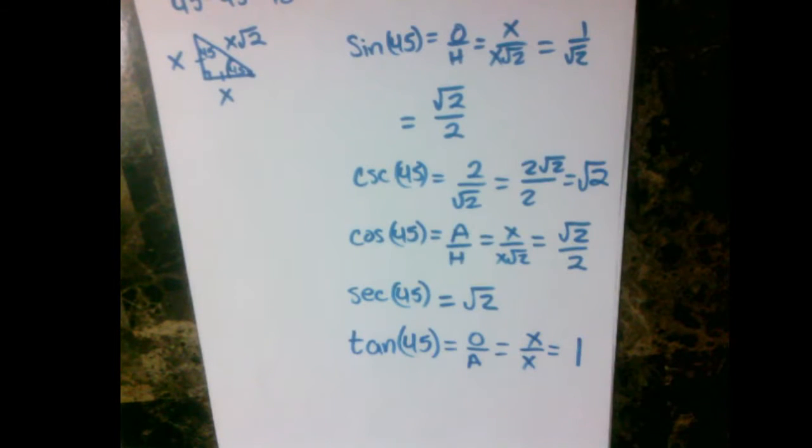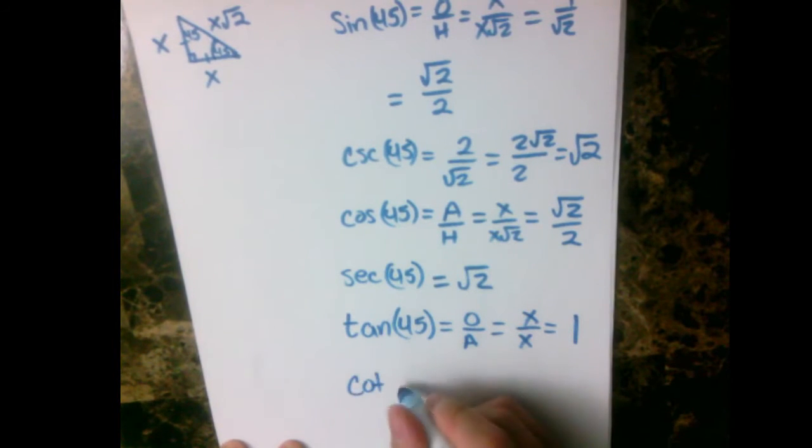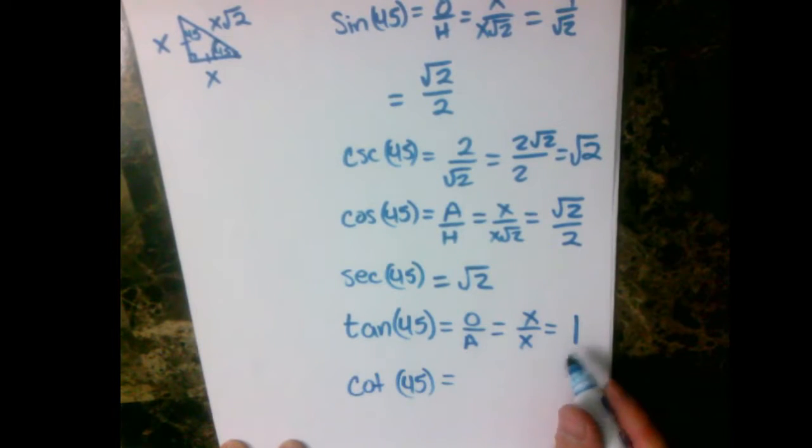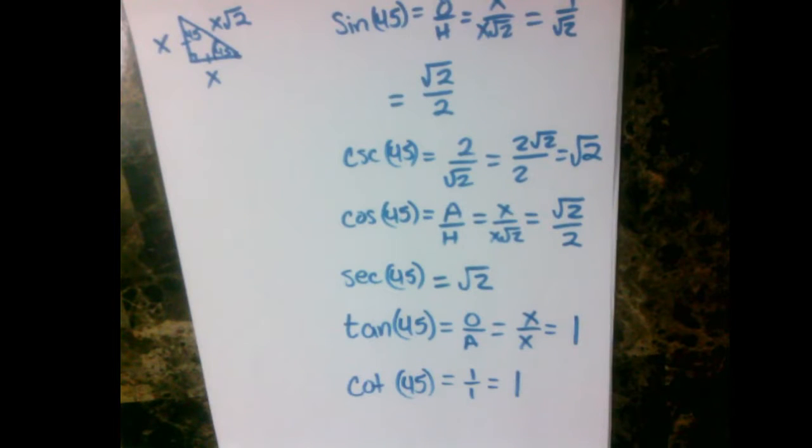The tangent of 45 is 1, which means that our cotangent of 45, the reciprocal of 1, is 1 over 1, or 1. The reciprocal of 1 is itself. So nothing special happens there.